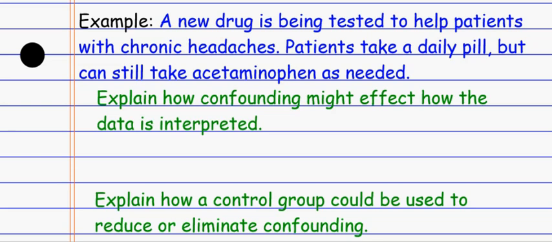Okay. So we want to explain how confounding might affect the interpretation of our data. If these patients are coming to us and saying, okay, I've certainly experienced fewer headaches, I wasn't having as much of an issue, well, how do we know that it's our new drug that's causing that? Or is it the fact that they're still taking a drug that is known to alleviate headache symptoms, which is the acetaminophen, the Tylenol? It's difficult for us to determine if it's the new drug or the acetaminophen that's causing them to have fewer headaches.